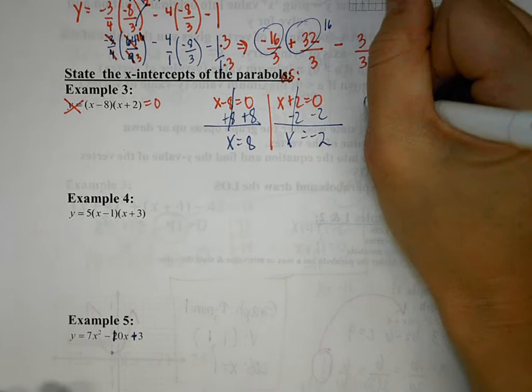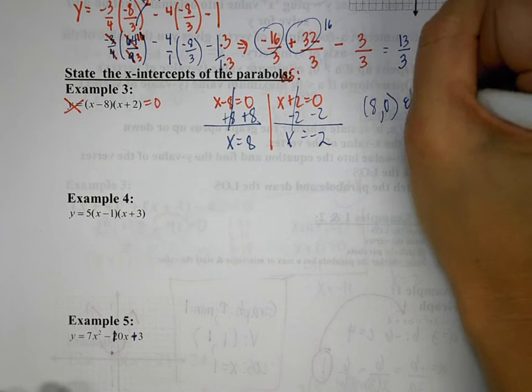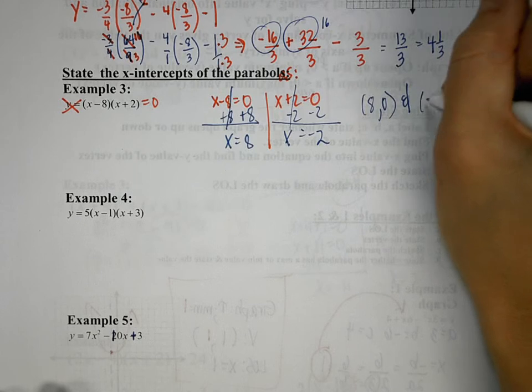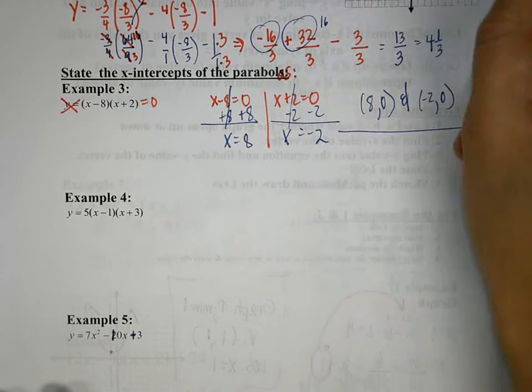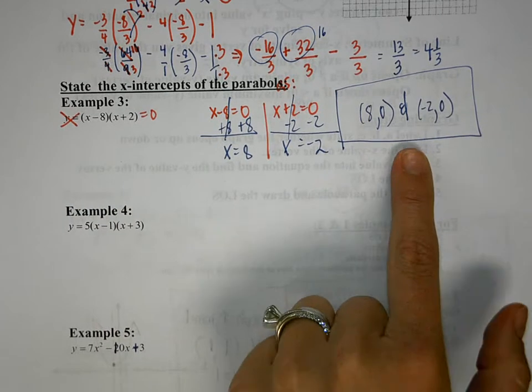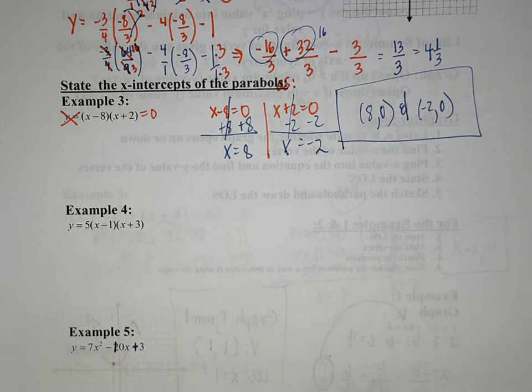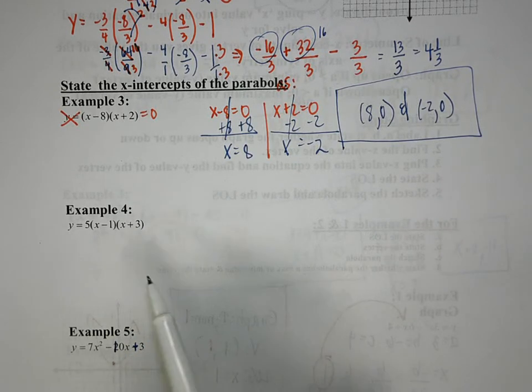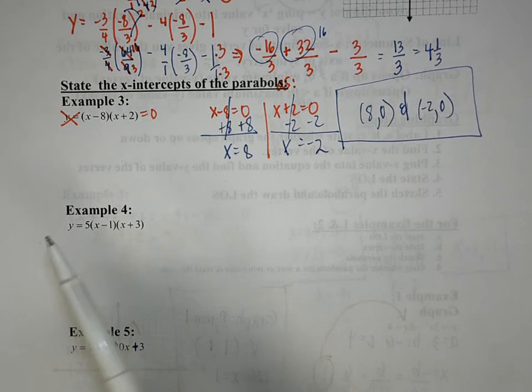So how do I write this as an ordered pair? Very good. It's 8, 0. And what is this one as an ordered pair? Very good. Negative 2, 0. And that is your answer. So for this parabola, the lines would go through at 8, 0, and negative 2, 0. Because it's not saying it equals a number, it's already equal to 0.